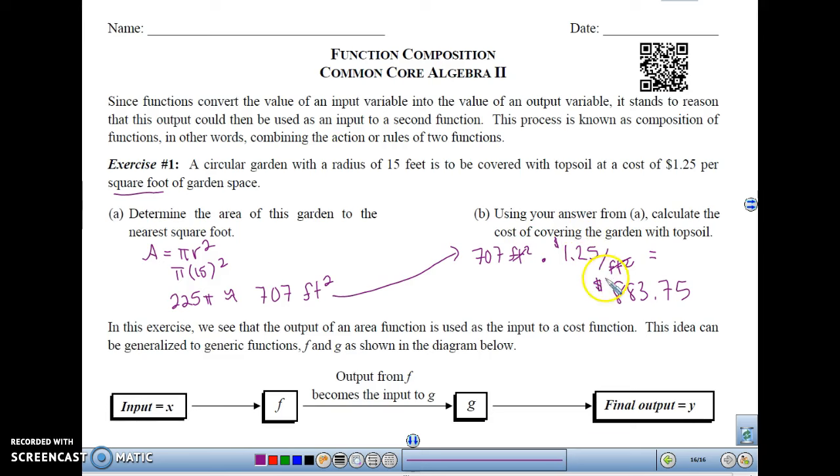Multiply them out, and you end up with about $883.75. So in order to answer part B, we had to use the function of area, figure out the square footage, and then plug the square footage into the cost. That is taking one function and plugging it into another function. So the output of an area is the input of a cost. If we look at how this works with f's and g's, we have an input of x, we put it into a function f, the output from f becomes the input to g, and then you get your final output. You take an x into one function, take the answer, and plug it into another function. That's pretty much what composition is.